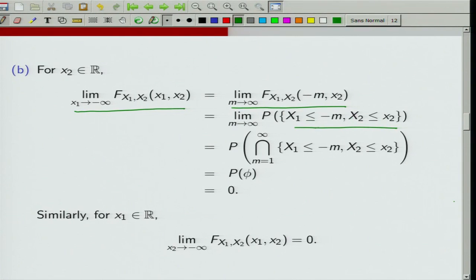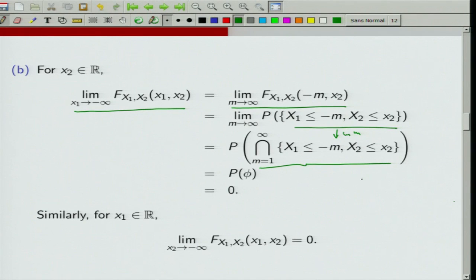Now, as m is going to infinity, this is a decreasing sequence: x1 less than or equal to minus 1, x1 less than or equal to minus 2, and so on. This is decreasing in m; as m increases, the set decreases. So, that is why when I take the limit inside, it becomes an intersection: probability of the intersection m equal to 1 to infinity of x1 less than or equal to minus m, x2 less than or equal to x2, by continuity of probability functions. Let us see what this intersection is.